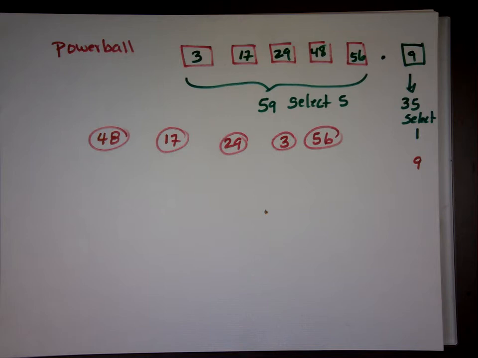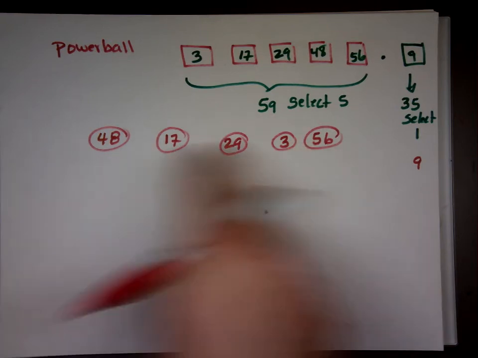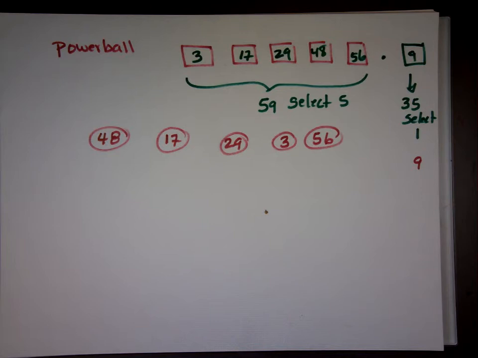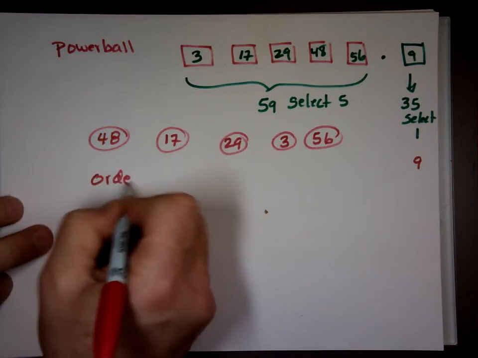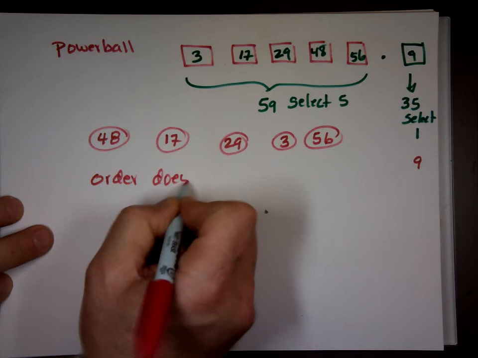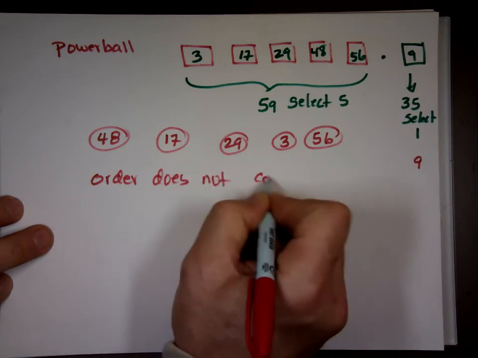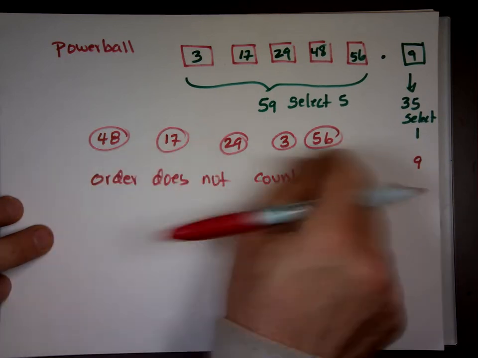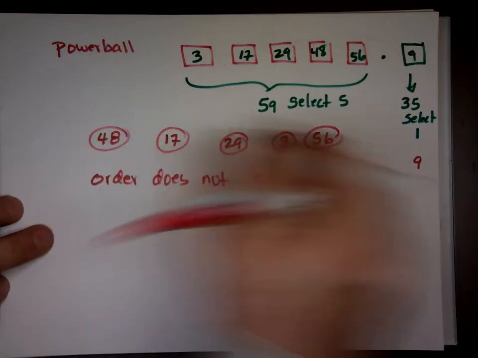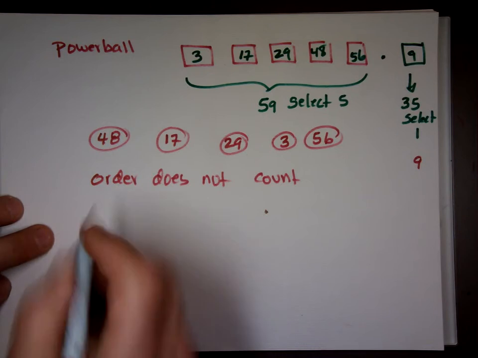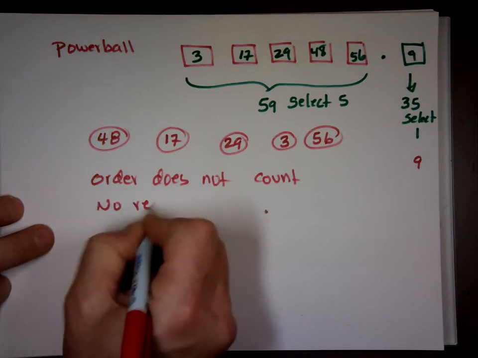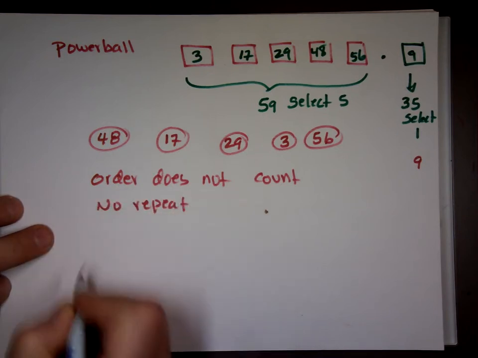So the order, the way these come out, it's not important. So order is not important, and there's no repeat. Order does not count. Again, the way these balls came out, it doesn't matter which one is first, second, third. As long as you have the numbers, and that number, you win. And no repeat. So which one of them here? That looks like the NCR.